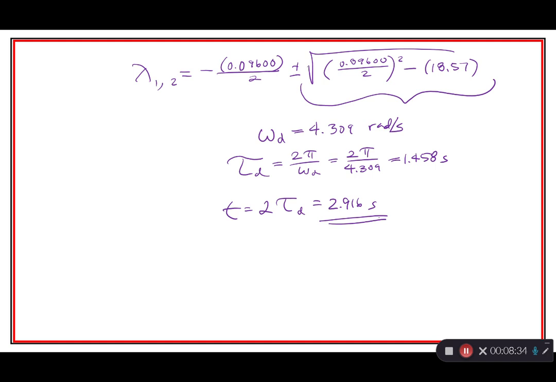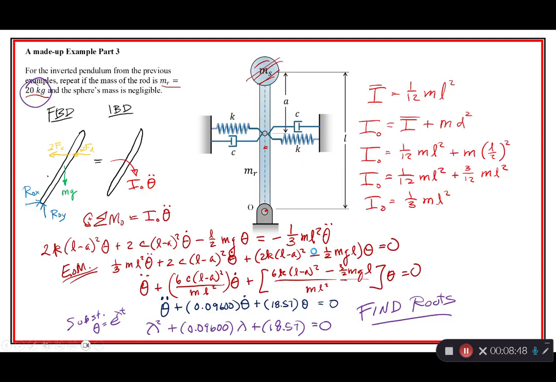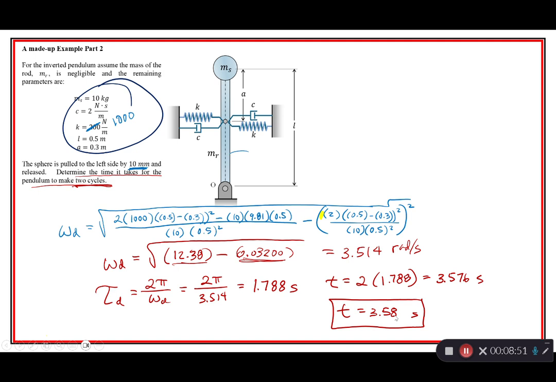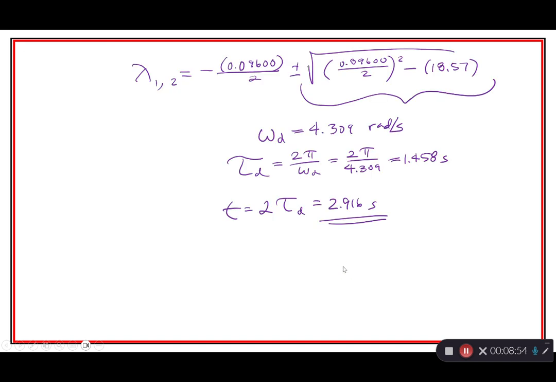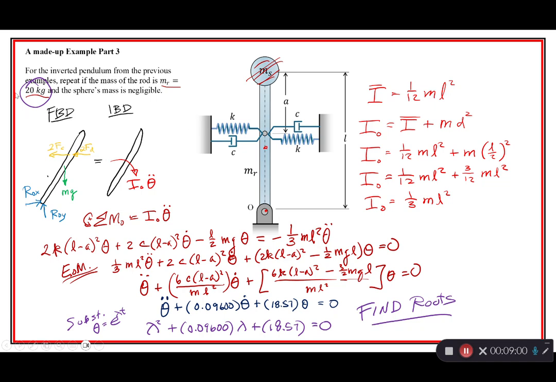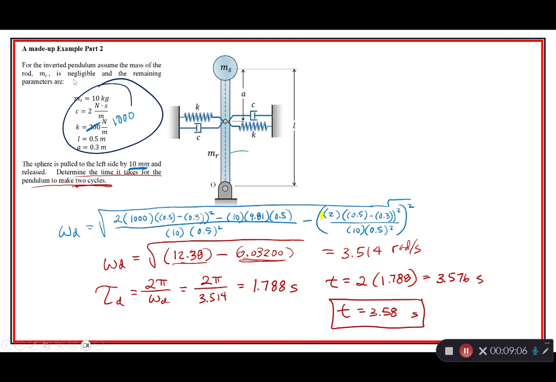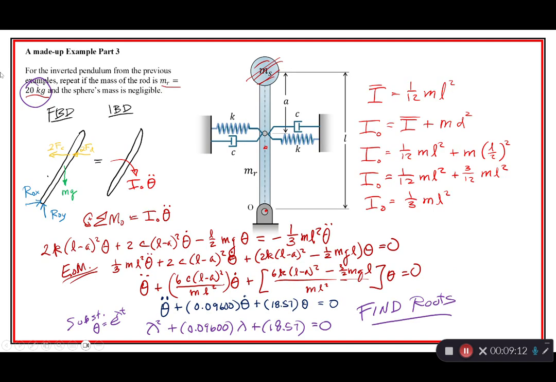So a lot of example problems, and we also have the suggested problems that you work through. There are a lot of problems. I feel like you have enough to do, great. So this was just another problem. This was 3.58 seconds for 2 cycles compared to 2.916. Granted, we have a 20-kilogram bar as opposed to having a 10-kilogram mass at the top. So maybe I should have made this 10 kilograms right there. It was probably just an oversight on my part.